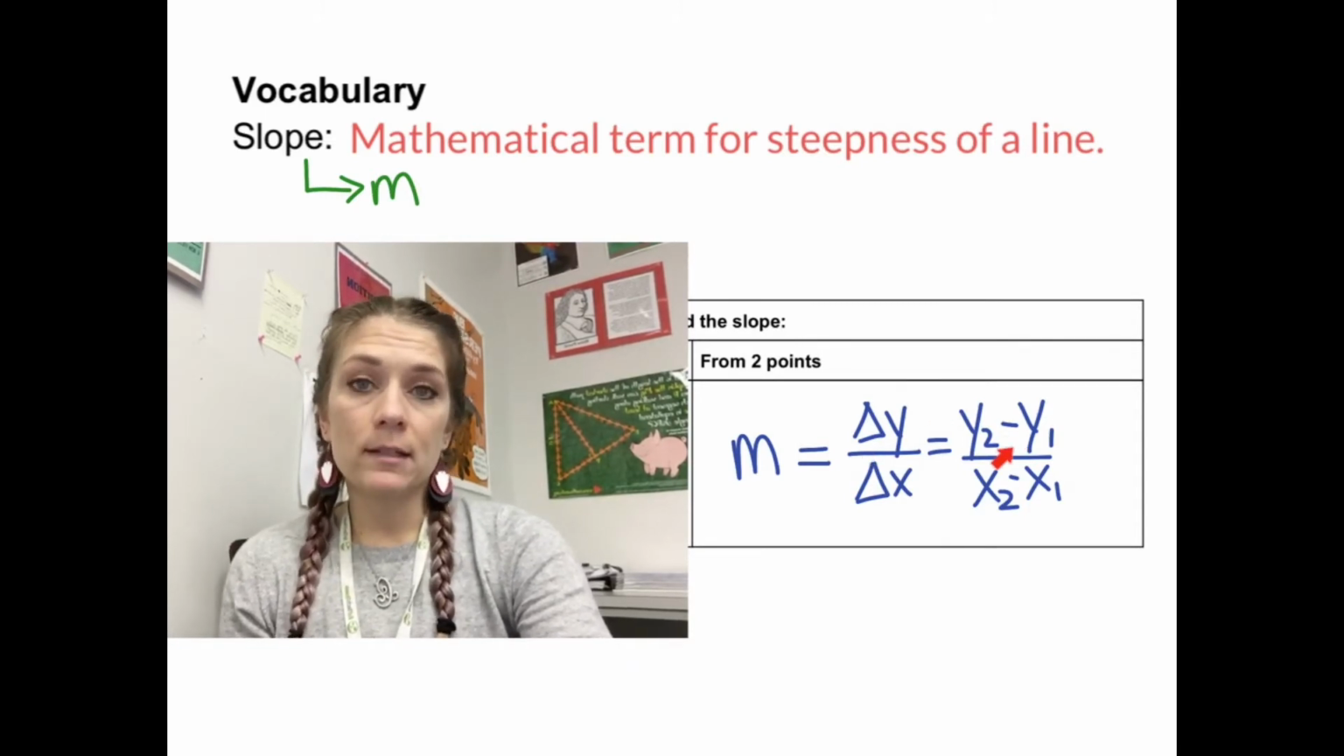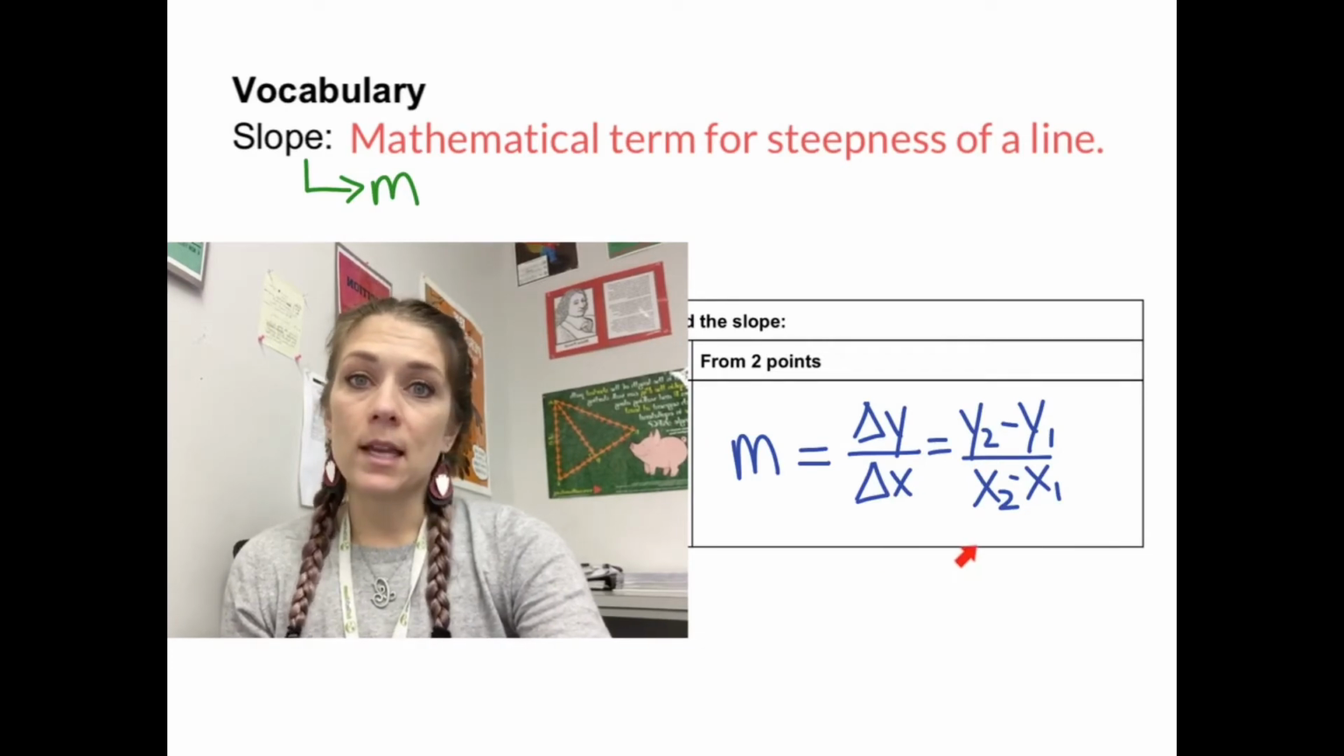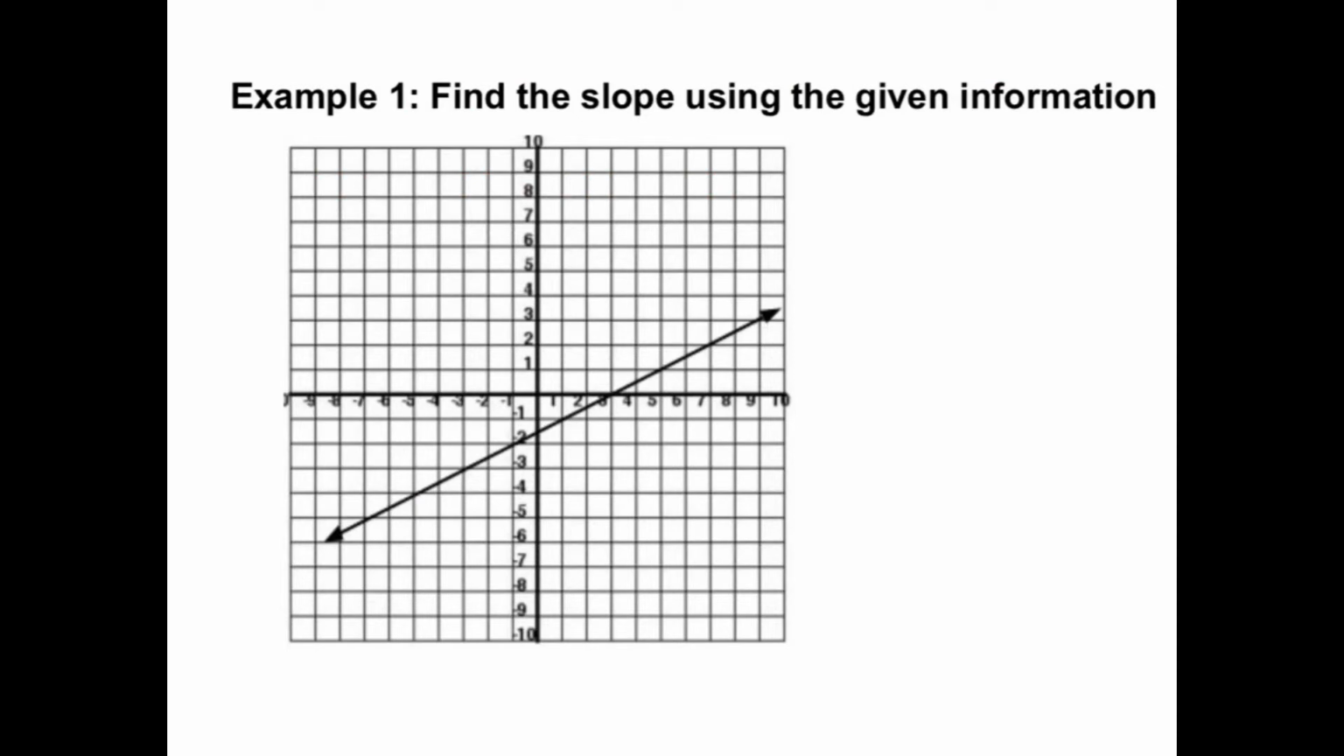Change is a difference. It's how something is changing. We use subtraction for that. So we're just plugging in the values and simplifying the fraction. Okay, let's go ahead and take a look at this example. We are finding the slope of this line. It is on a graph, so we're going to use rise over run.